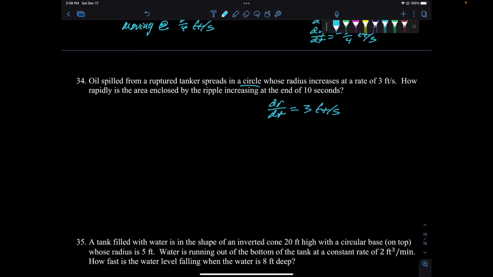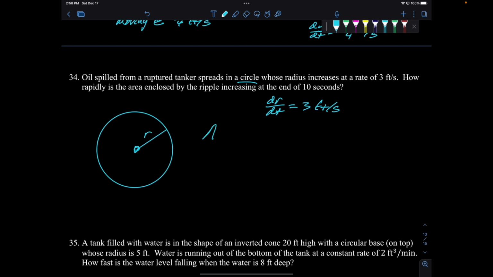Since we're dealing with a circle, I'm going to try to draw one. Actually, I'm going to let this become a circle. Boom. It has a radius. And the radius is growing, right? So we're talking about the area. So area is pi r squared. We want the derivative with respect to time because we're looking for the rate of change of the area.